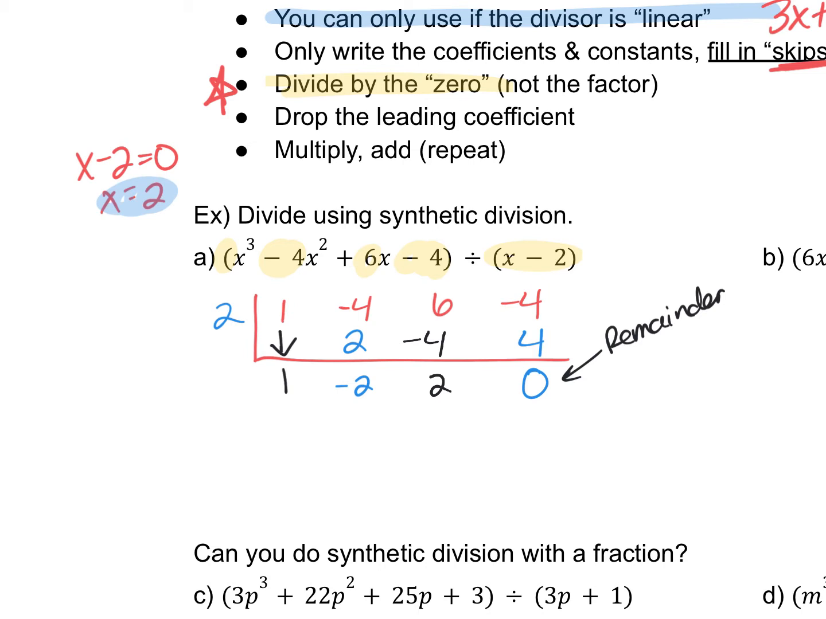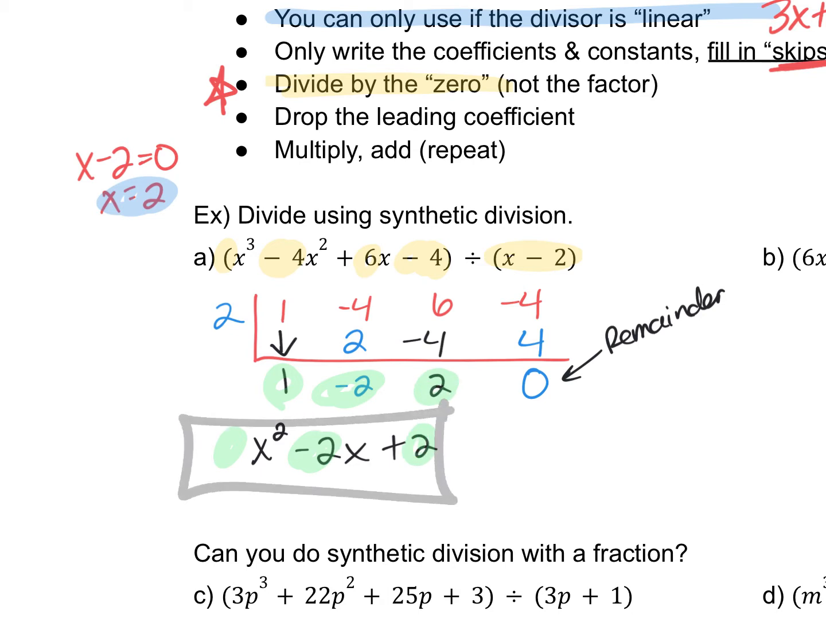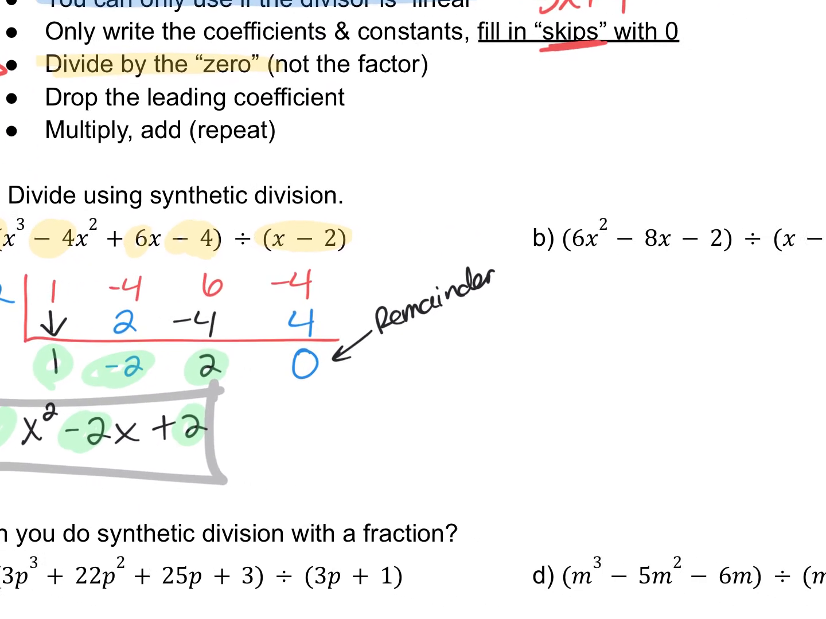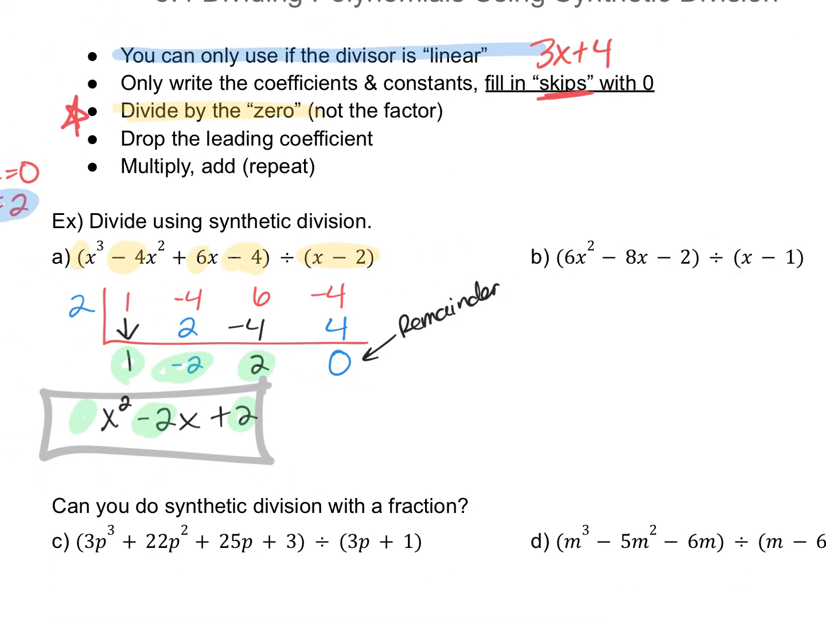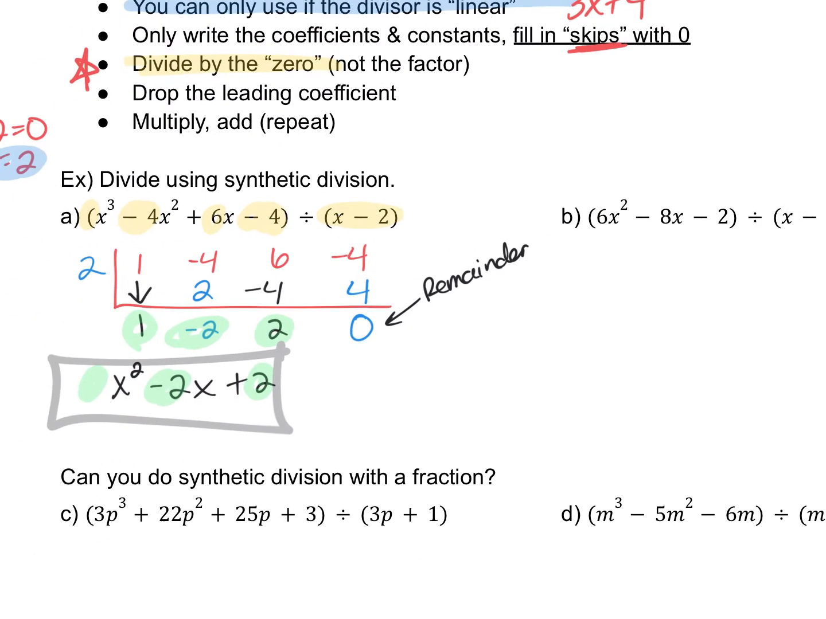But what do you do with those other numbers? 1, -2, and 2. Let me show you. It's actually really kind of cool. You do x squared minus 2x plus 2. So those numbers end up being your coefficients for your answer. Kind of cool. Way faster than long division, I think. I think it gets even faster once you know what you're doing. That was kind of a slow explanation because I just wanted to make sure you got it.